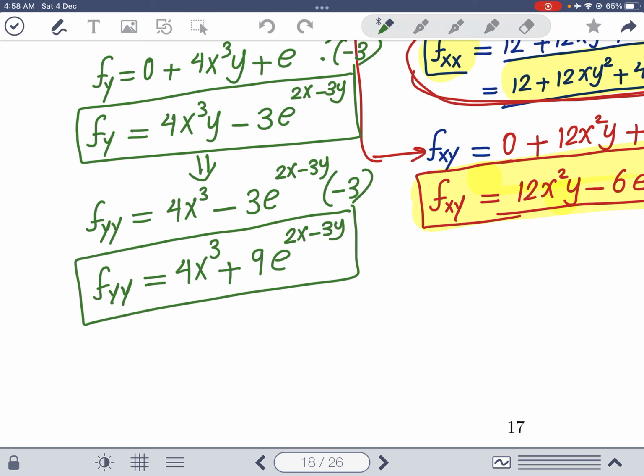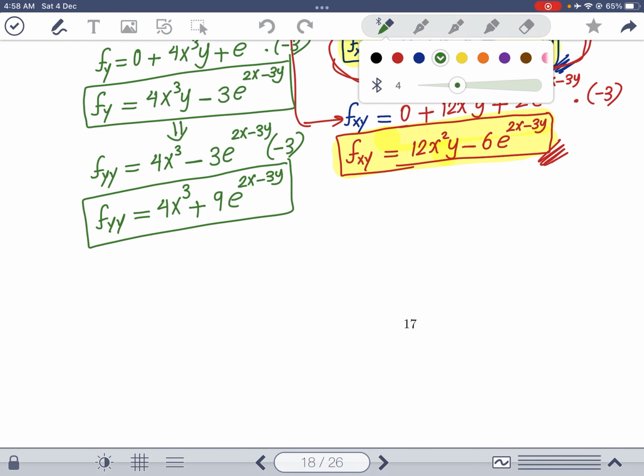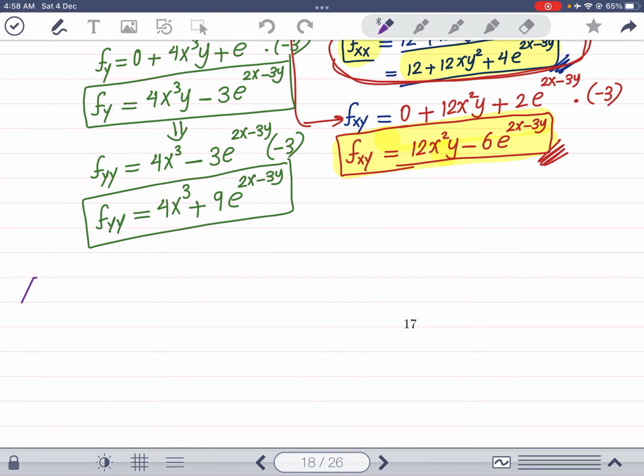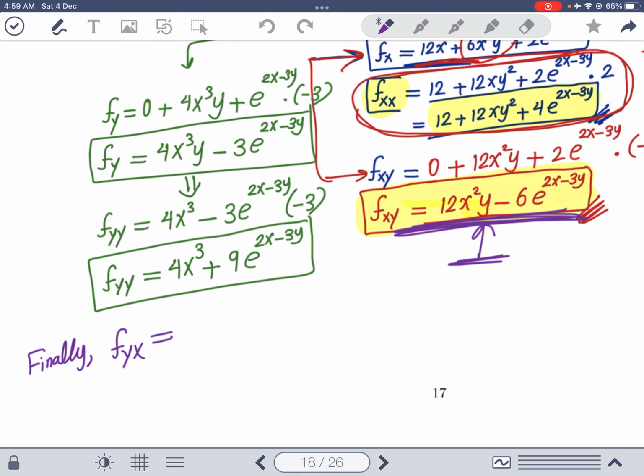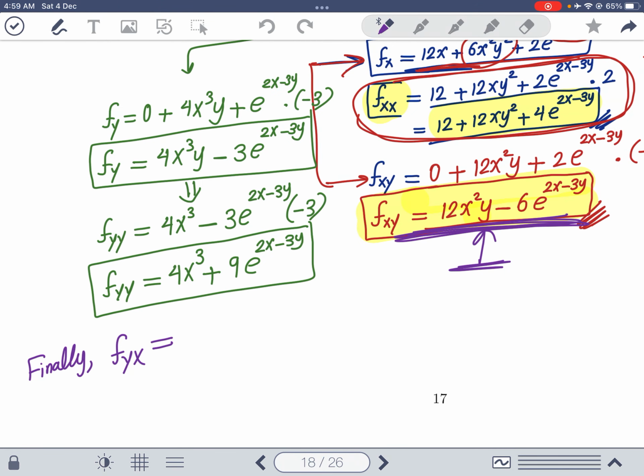Now we just need fyx. Finally, fyx equals, and it should be the same as this. So whatever we get, we need to get it the same as fxy. That's the theorem: if the second order partial derivatives are continuous, then fxy and fyx should be the same. So let's see, we will compute it now.